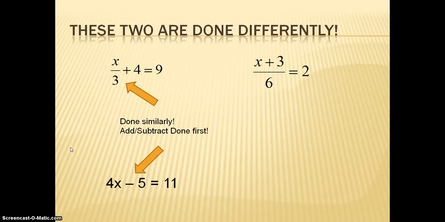You do your addition and your subtraction first, while on the right-hand side here, you're going to do your multiplication first. Then you're going to do your adding and subtracting. So it's very important that you keep that in mind when you're solving these problems.